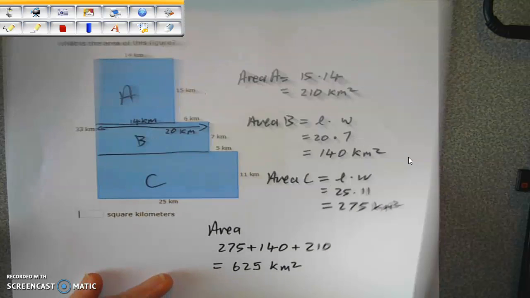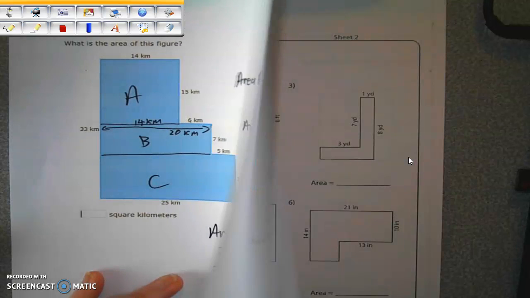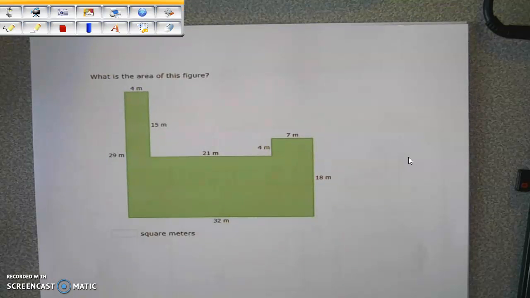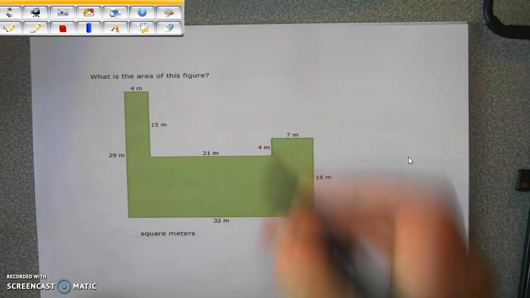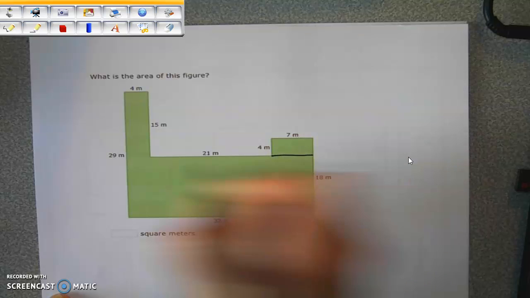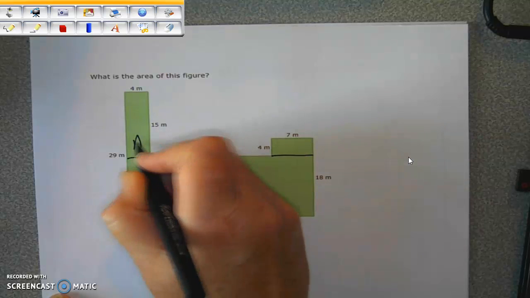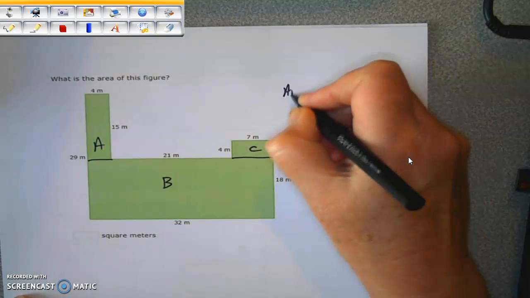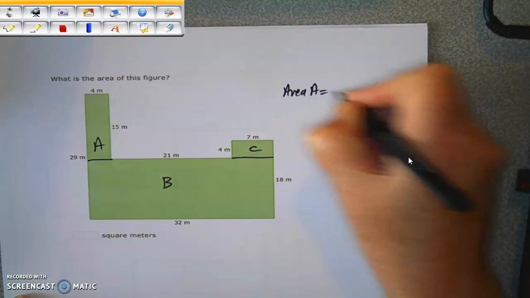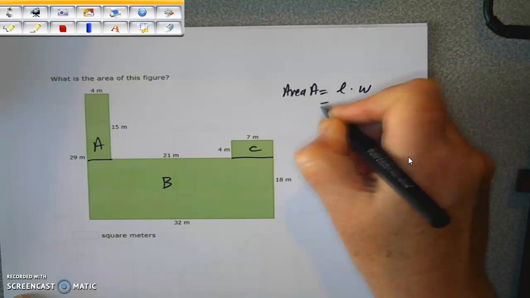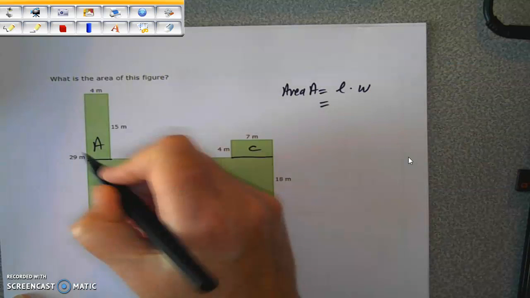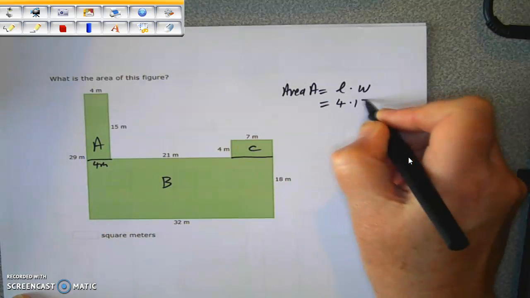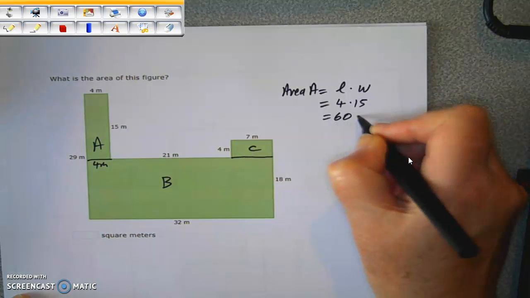Okay, let's see the next one. I have one or two more to do with you. So this one is another kind of interesting looking shape. Again, you're chopping it up into rectangles. I'm going to go this way. And I'm going to go A, B, C. So the area of A is length times width. Let's see, what have we got? We've got the length is 4 and the width is 15. So it's 4 times 15, which is 60, and it's meters squared.